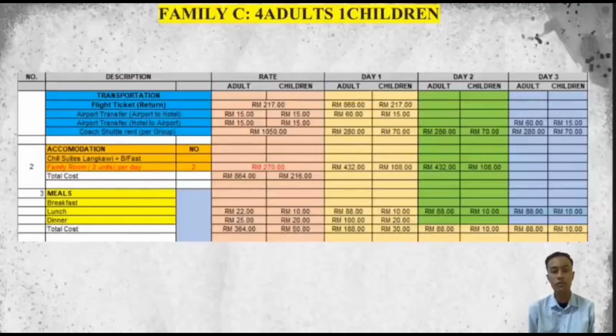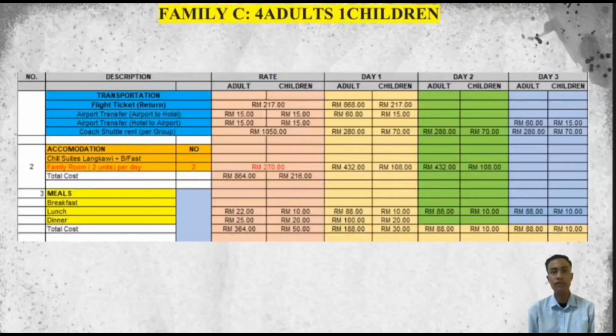Okay, now I will be presenting about family C, and that consists of 4 adults and 1 children. And the first thing is transportation. So for transportation, we got return flight tickets, and the rate is 217 ringgit. So for 4 adults is 886 ringgit, and for 1 children is 217 ringgit.